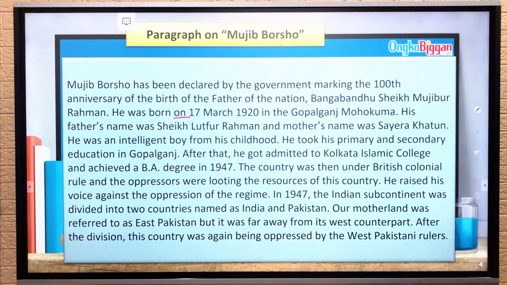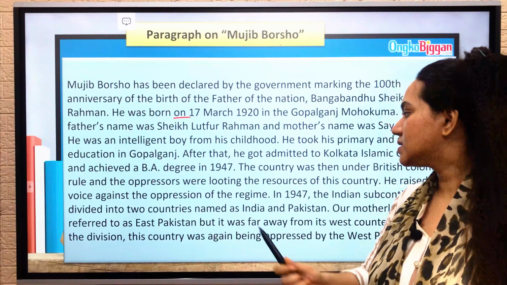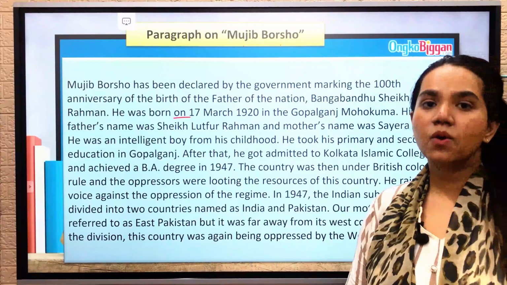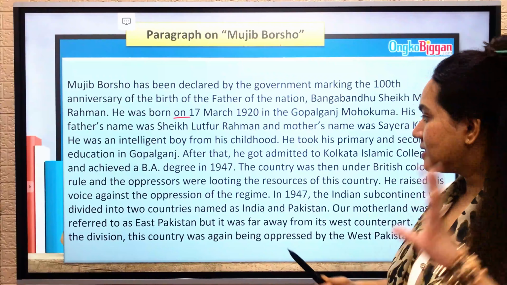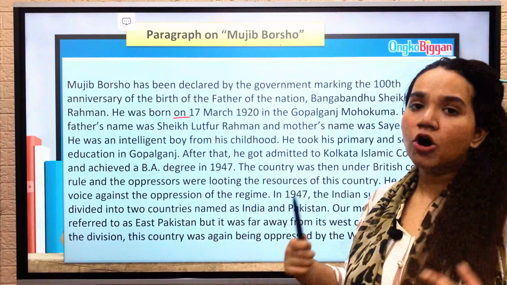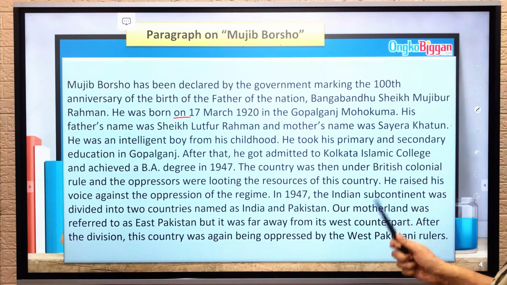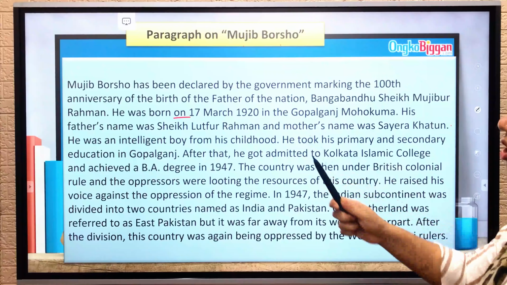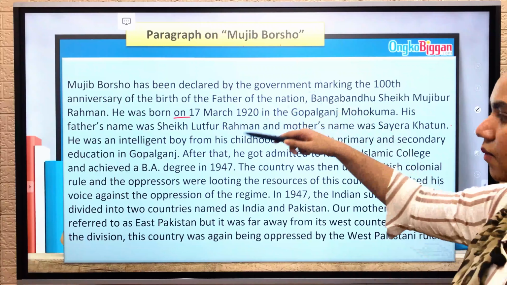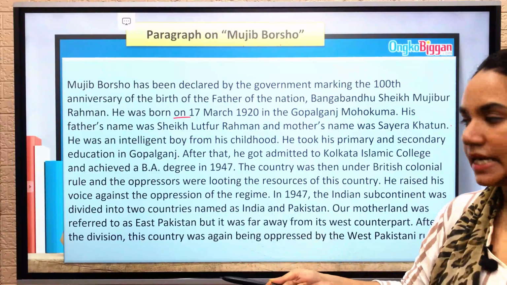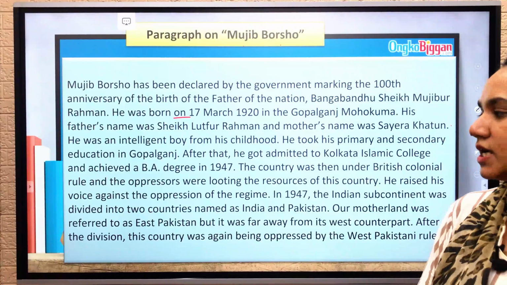The country was then under the British colonial rule, and the oppressors were looting the resources of this country. We already know about the history of 1947, right? Because we know in 1947, the entire Indian subcontinent was divided, and that is when we saw the origin of two different countries, which was India and Pakistan. So right after he achieved a BA degree in 1947, then we know what? That the country was then under British colonial rule. So the British people were ruling all over that area, all over the Bangladesh area.